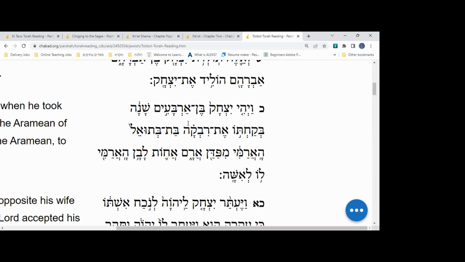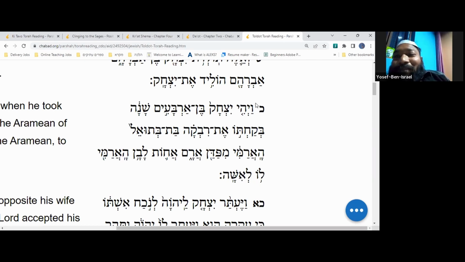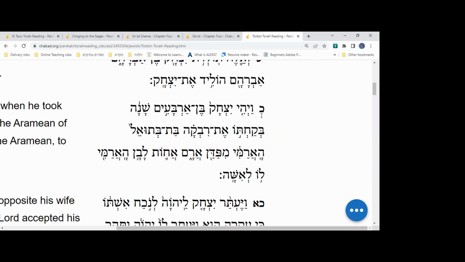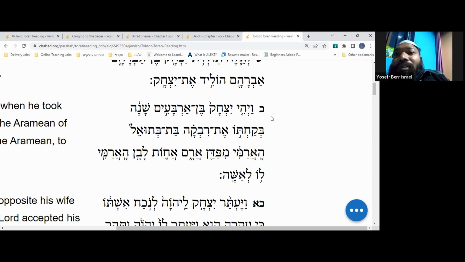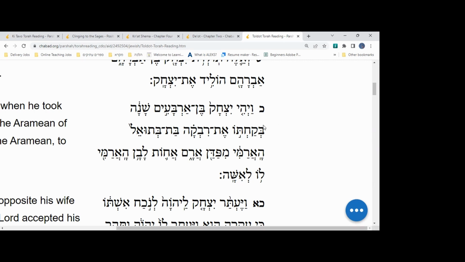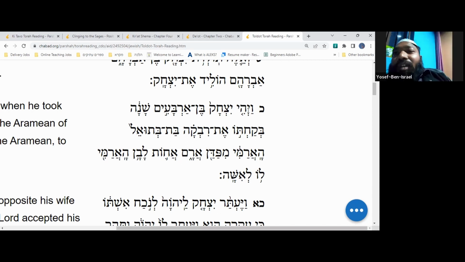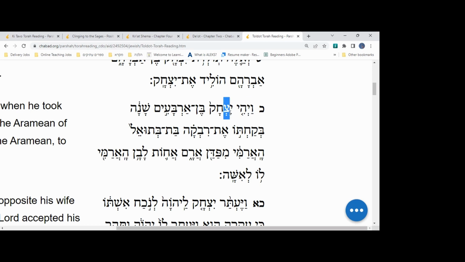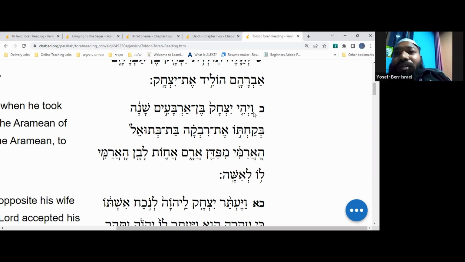Let's read this verse together one time, and then we will end our little lesson for today. You can read after me. Vayehi Yitzchak. Yitzchak, with the silent shva. Yis-chak. Not Yislak, but Yitzchak. That's it. You got it.